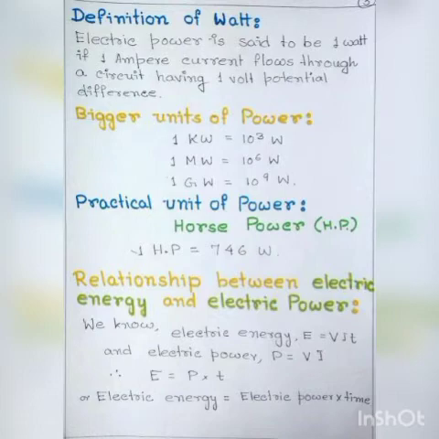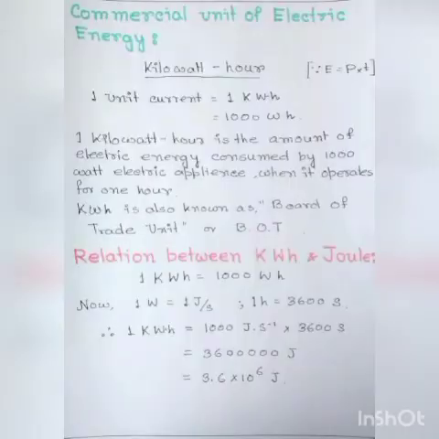Now what is the relationship between electric energy and electric power? Now see, we know electric energy E equals VIT and electric power P equals V into I. Now just comparing these two equations, we can write electric energy E equals electric power P into time. So E equals P into T.